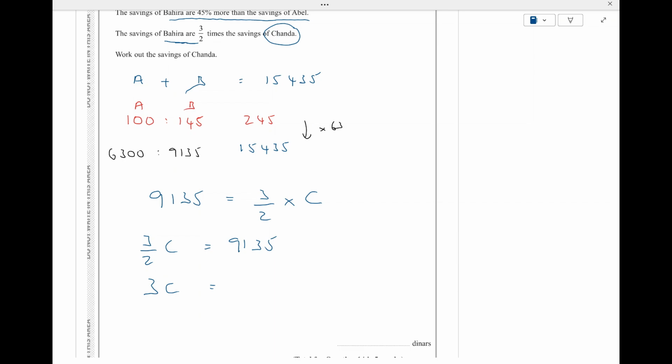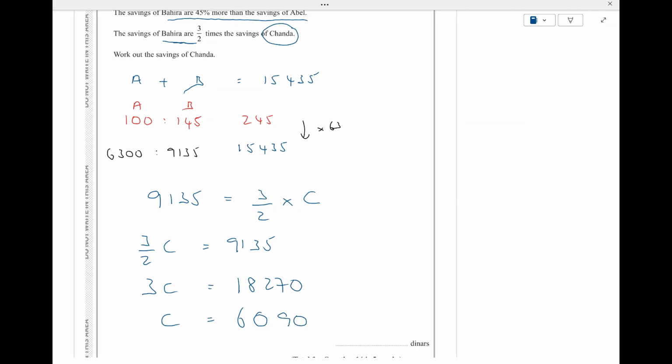9135 times 2, 18270. And let's divide both sides by 3 to give us 6,090 dinar for Chanda.